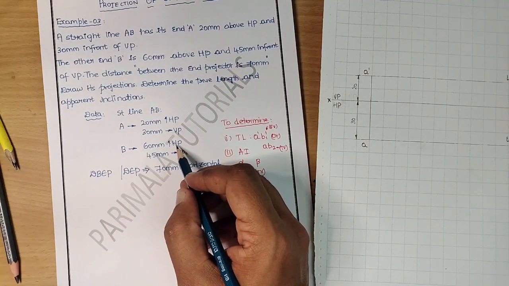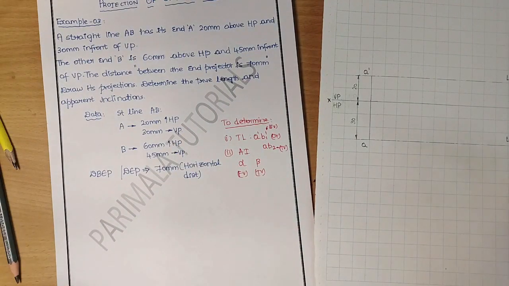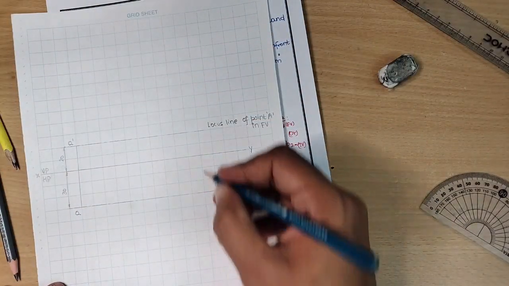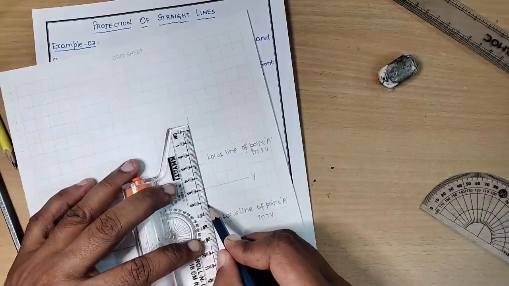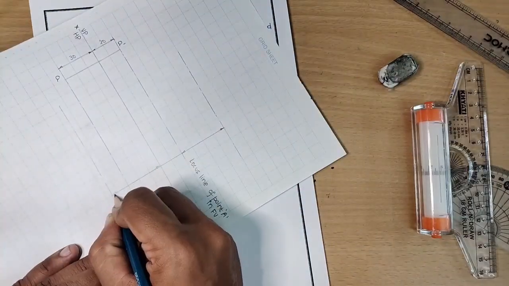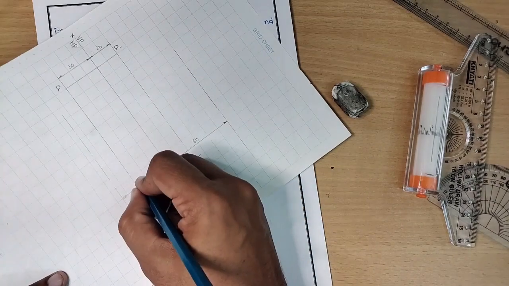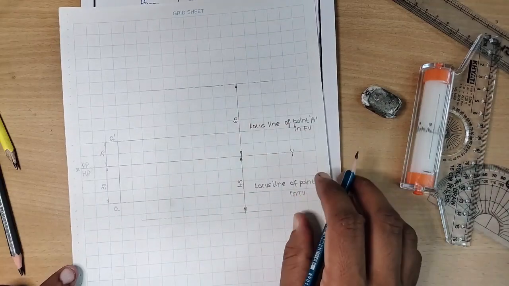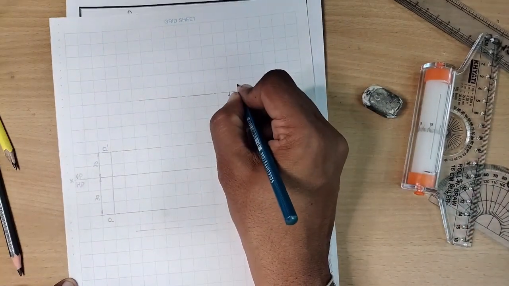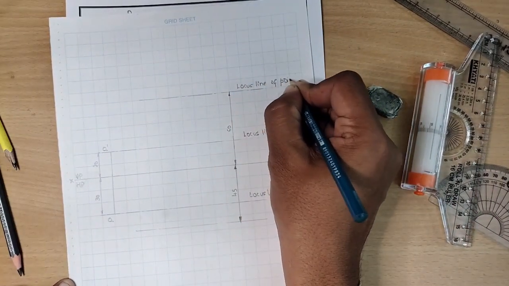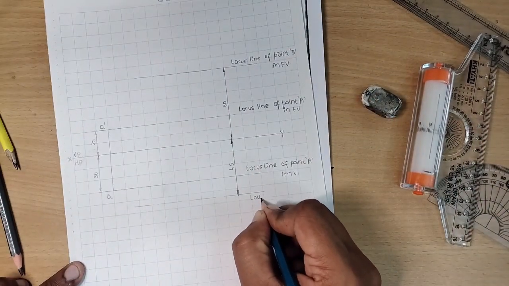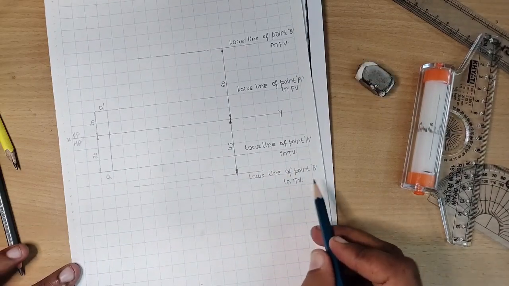It is 60 mm above horizontal plane and 45 mm in front of vertical plane. I will consider 60 mm above the XY line, 45 mm in front of the vertical plane, that is below the XY line. This distance is measuring as 60 and this is 45. Please ensure it is taken from the XY line. So we have obtained two more locus. Let us update this locus now as locus line of point B in the front view. Similarly, locus line of point B in the top view. So we have taken down all the data.